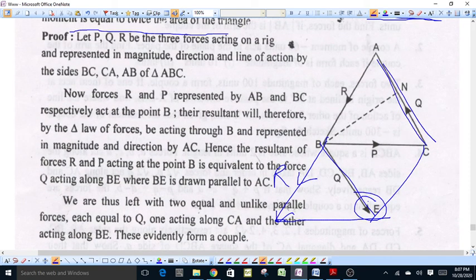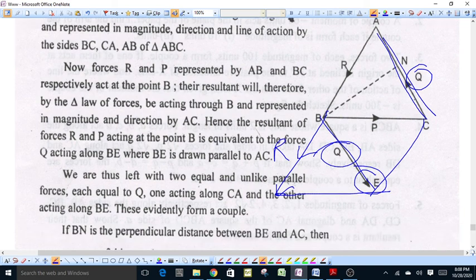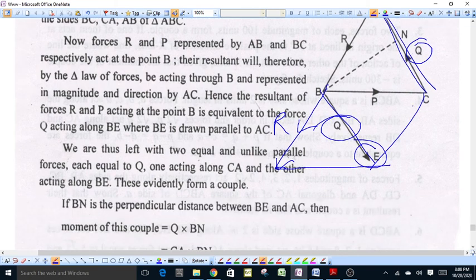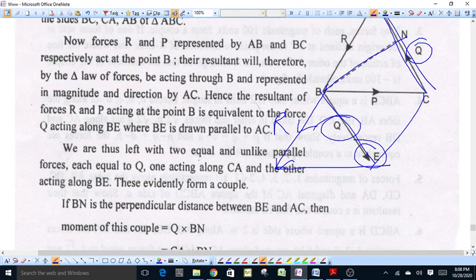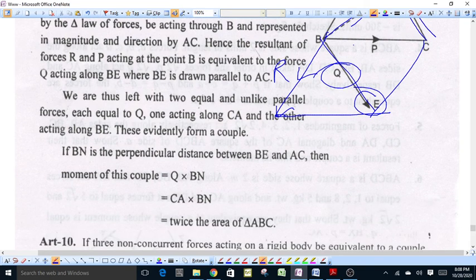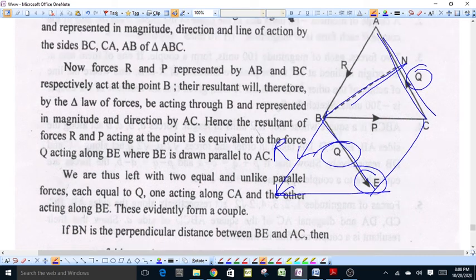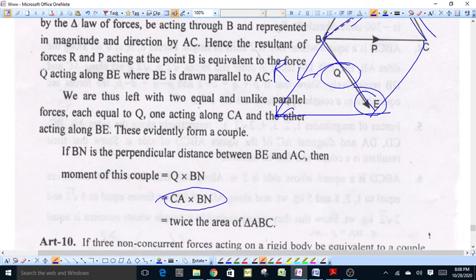Then we are only left with two forces, a force along BE whose magnitude is equal to Q, and a force along CA whose magnitude is also equal to Q. These two forces are equal and unlike parallel forces, therefore they form a couple, and the moment of this couple is equal to Q into BN. BN is the perpendicular distance between the lines of action of both the forces. That is, it will be equal to CA into BN. CA into BN is equal to twice the area of this triangle ABC.